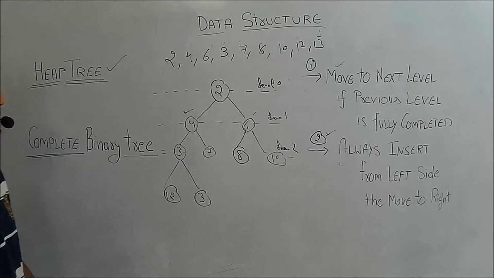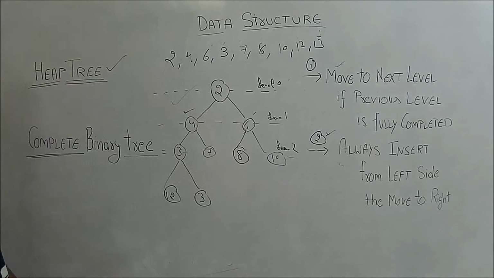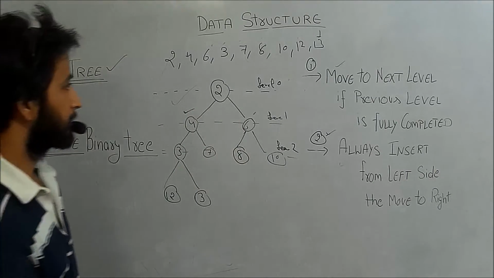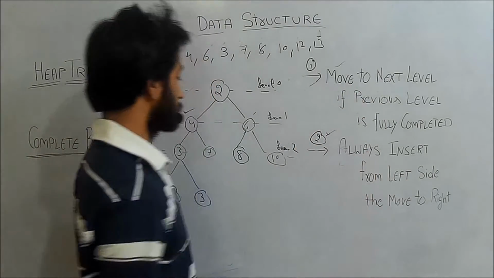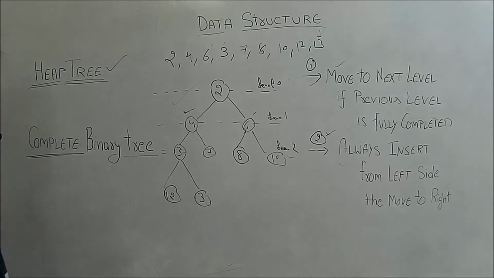So we can say that this tree is a complete binary tree because it follows these two rules. So this is a complete binary tree.